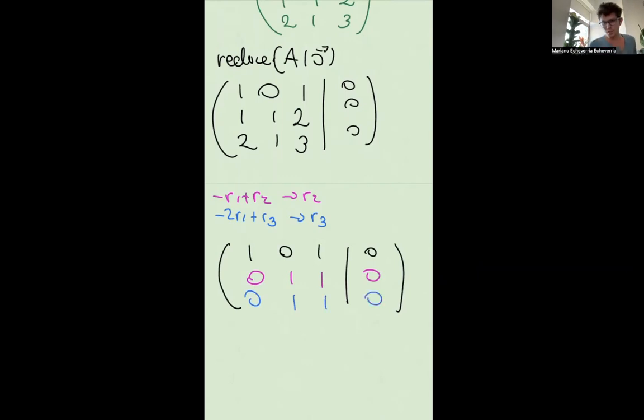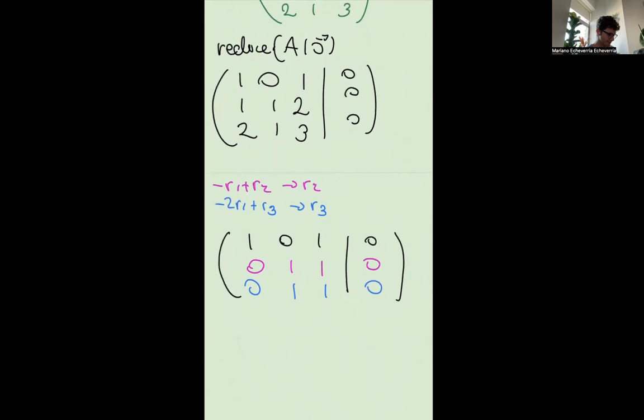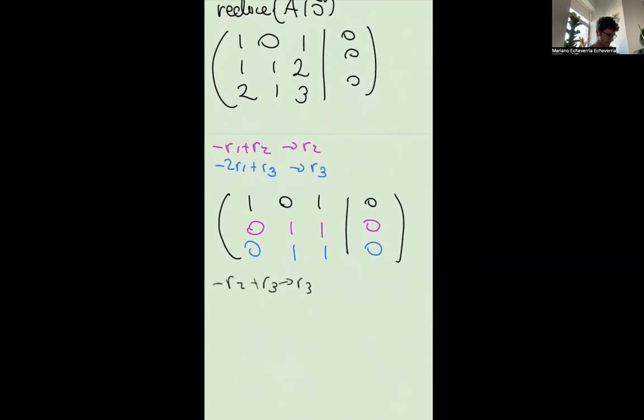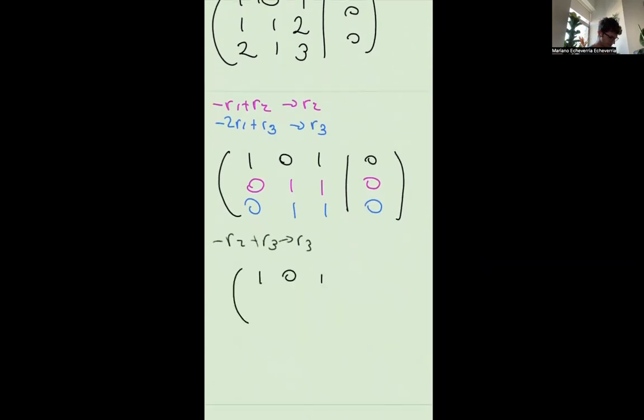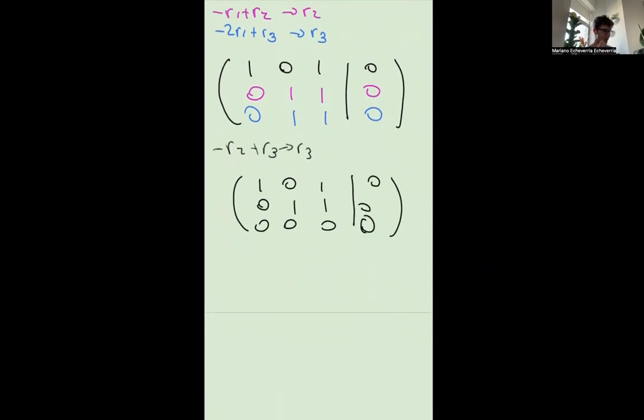Is that making sense? Usually in these problems the matrices are easy to reduce, because the most important thing is the theory behind finding the basis. Now it's kind of clear that the second and third rows are the same, so you can do minus row 2 plus row 3 into row 3. That will give you 1, 0, 1, 0, then 0, 1, 1, 0, and then 0, 0, 0, 0.